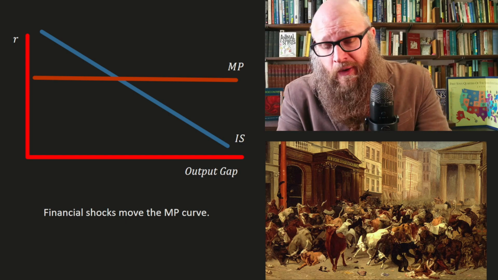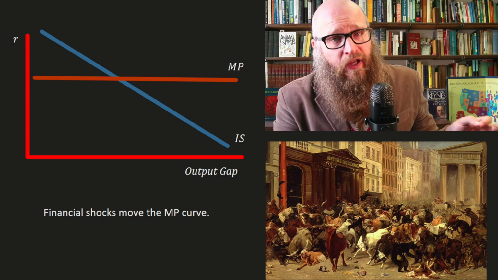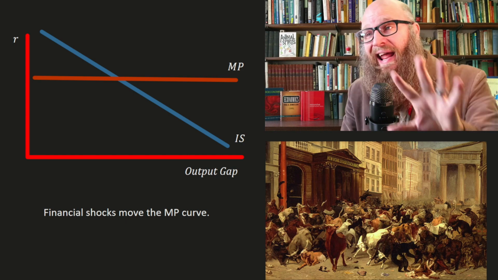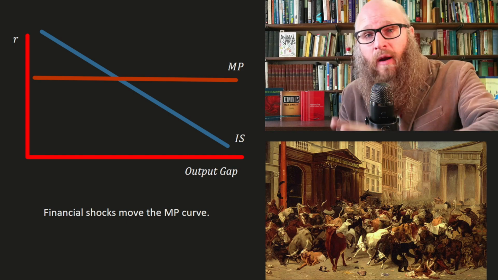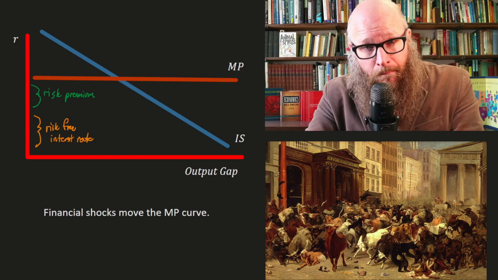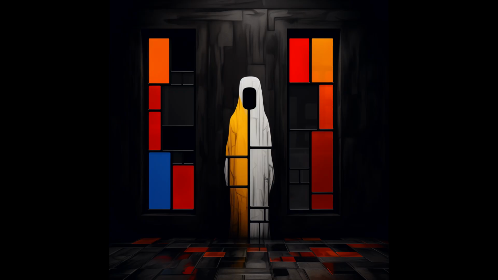Now, we can also have financial shocks. That's the cool thing about this model. It's going to give us that link between the financial market and the real market, the real economy, the real spending, the real jobs. Remember that risk premium? What if it got bigger? What if everybody started getting spooked?